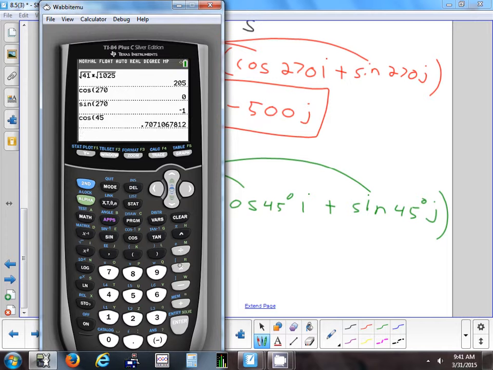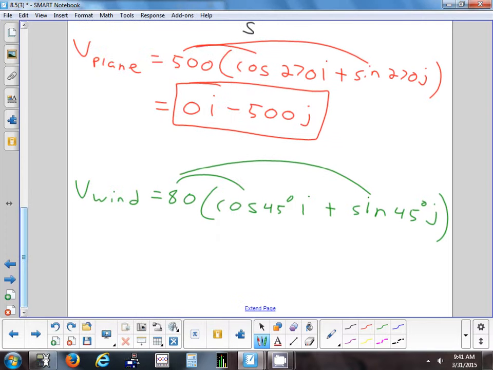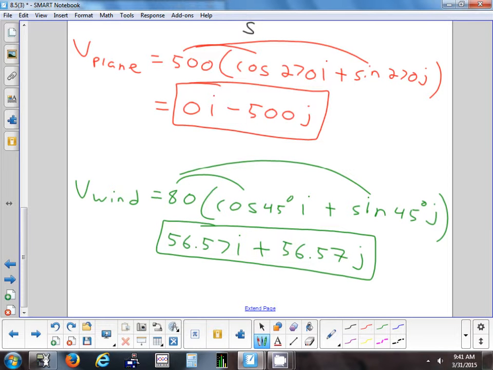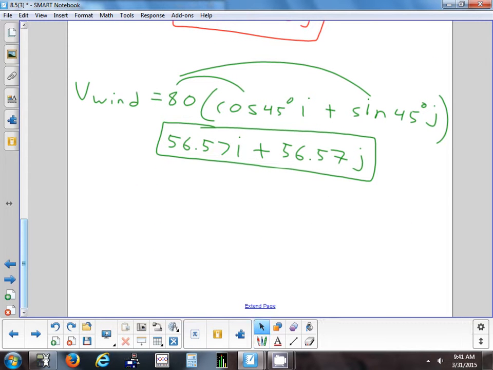Cosine 45 times 80. So the plane is being blown basically 56.57 miles per hour to the right. And it's also being blown 56.57 miles per hour up. If you take sine 45 times 80, that's what you'll get. Okay, so there's our velocity vector for the wind. Now we're going to combine the two. And when we combine them, that's going to give us the actual vector the plane is flying on.